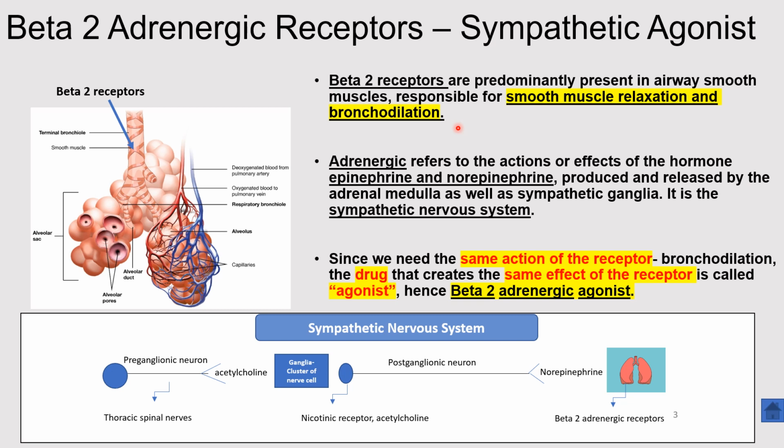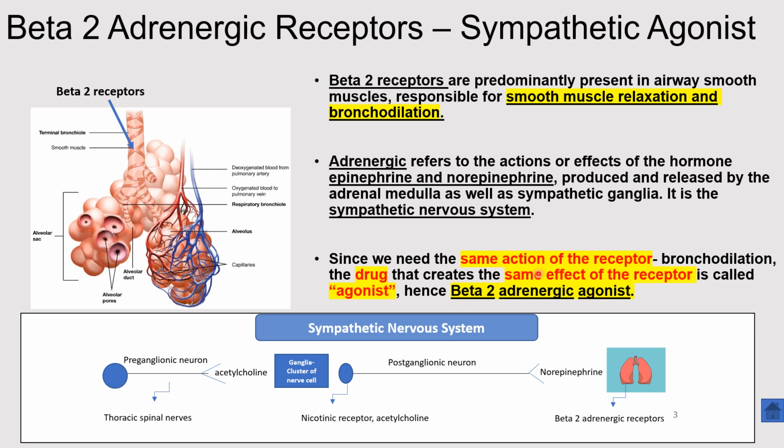Yes, for an asthmatic patient, their bronchus and bronchioles are very narrow. That means they are almost closed up, so they can't breathe. The air cannot go in and go out. So we need more of the activity of these receptors so we can produce the effect of smooth muscle relaxation and thereby bronchodilation. Makes sense, right?